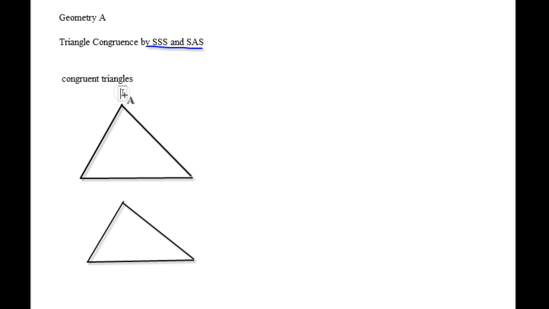Alright, and so let's say we have A, B, C, D, E, and F. Okay, so we would say triangle ABC is congruent to triangle DEF. Okay, so that's a pretty good statement I can say right off the bat.